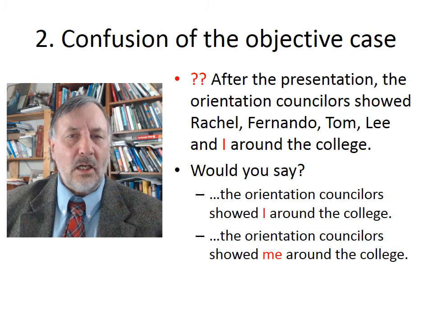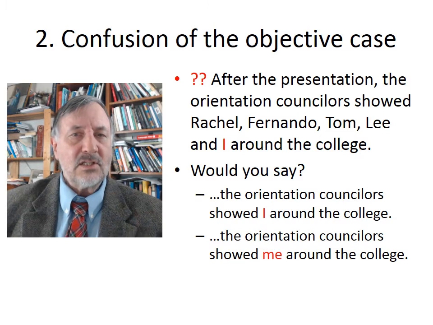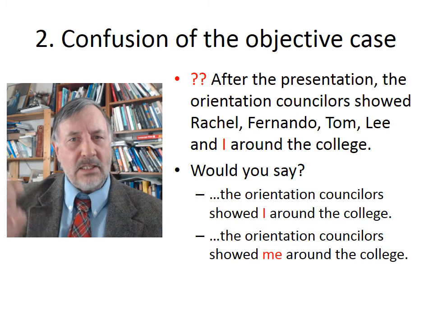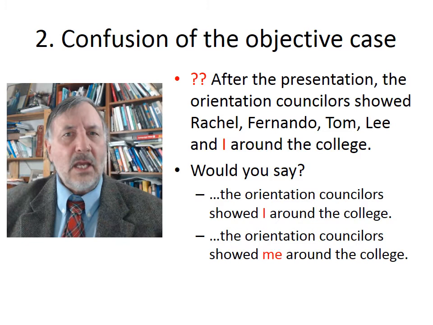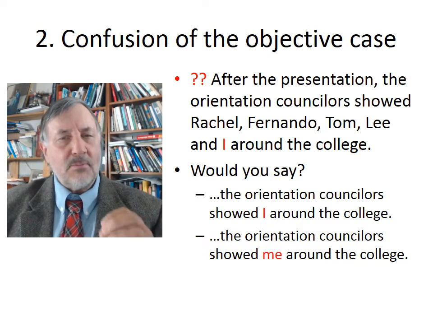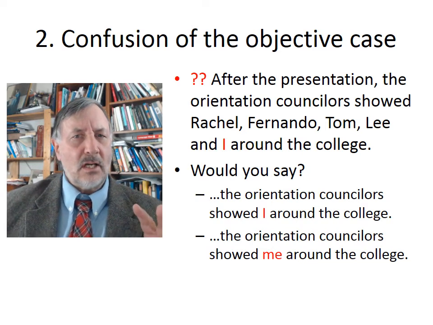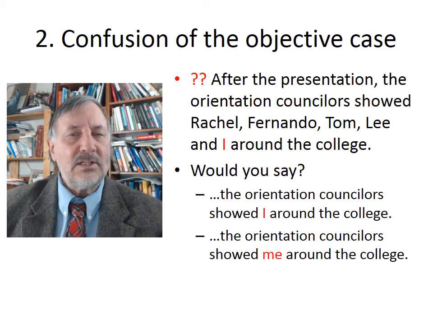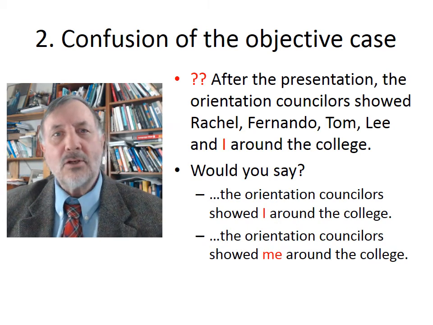The second area of mistake that I'm going to address is confusion of the objective case. This is where the pronoun is being used in the place of the object of the verb, and sometimes where we would not make a mistake if the pronoun were being used by itself, we get confused if we use it in combination with other items. The example that I have here is: "After the presentation, the orientation counselors showed Rachel, Fernando, Tom, Lee, and I around the college."